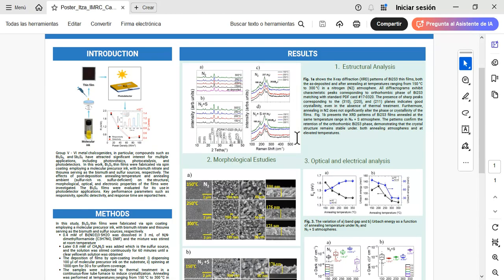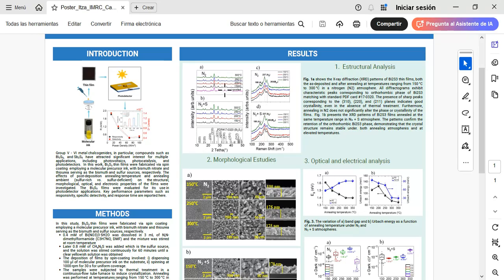The results. One, structural analysis. Figure A shows the X-ray diffraction patterns of bismuth sulfide thin films as deposited and after annealing at temperatures ranging from 150 degrees Celsius to 300 degrees Celsius in a nitrogen atmosphere and a nitrogen plus sulfur atmosphere.